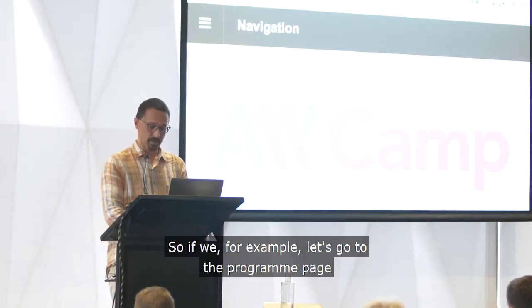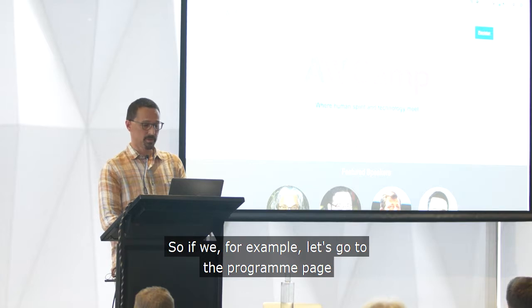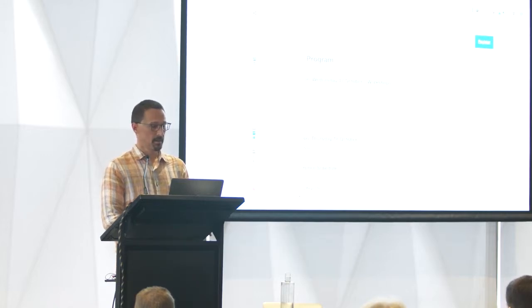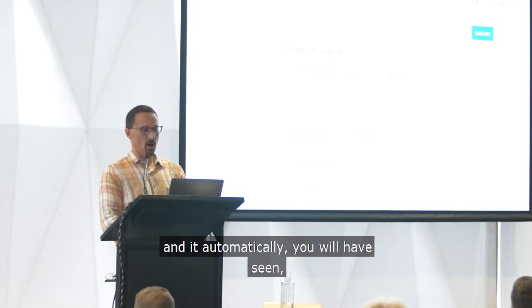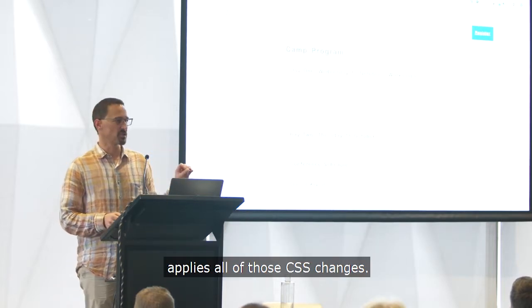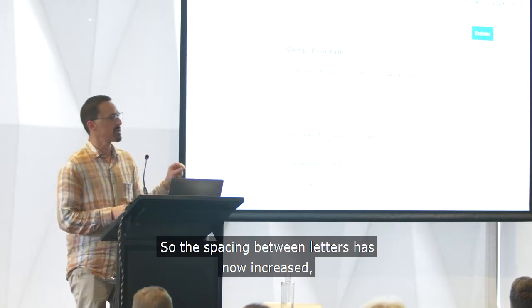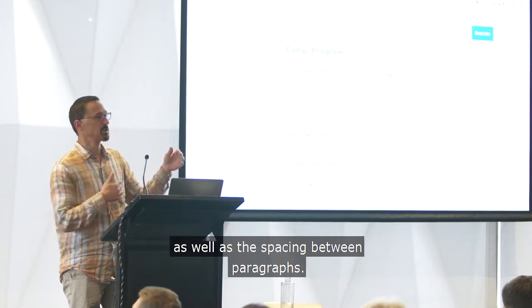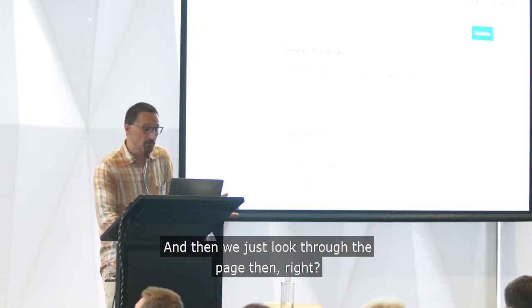a bookmark. So if we, for example, go to the program page because it's got more text, and we just run this bookmarklet. It's got text spacing, so I'll just run it. And it automatically, you will have seen, applies all of those CSS changes. So the spacing between letters is now increased, the spacing between words is increased, the line height, as well as the spacing between paragraphs. And then we just look through the page then, right?